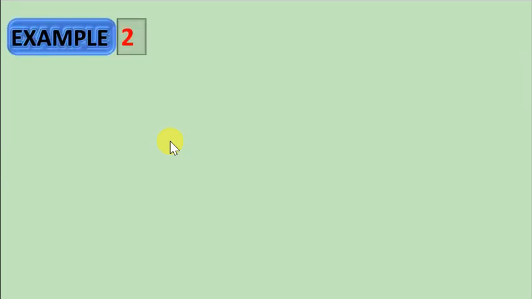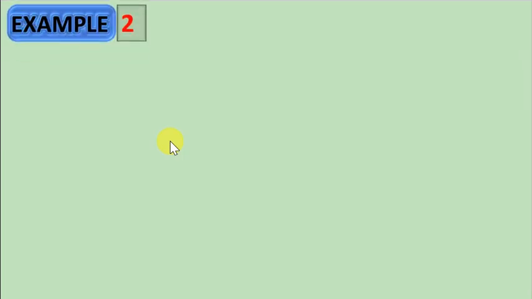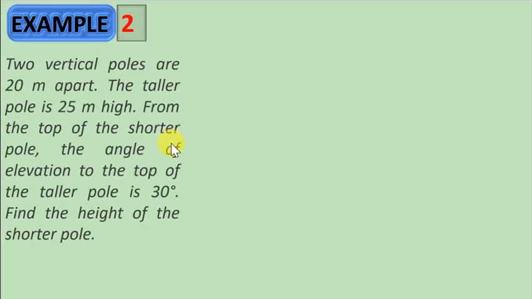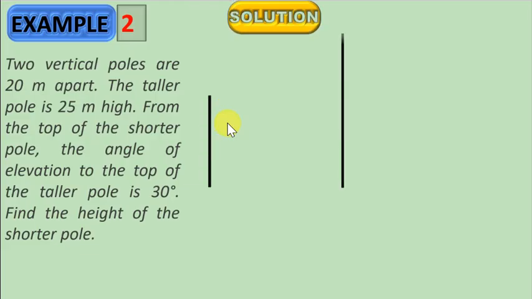So now example 2, and the question reads, two vertical poles are 20 meters apart. The taller pole is 25 meters high. From the top of the shorter pole, the angle of elevation of the top of the taller pole is 30 degrees. Find the height of the shorter pole. This problem is similar to the first one, so let's solve it together. So I represent the two poles. Remember, they are 20 meters apart. One is 25 meters, and then we're asked to find the height of the shorter pole, this. So now, this is the shorter pole, this is the taller pole.